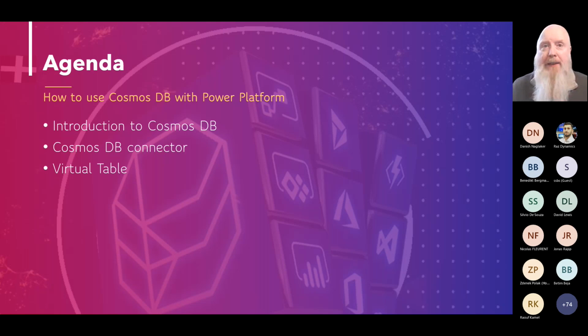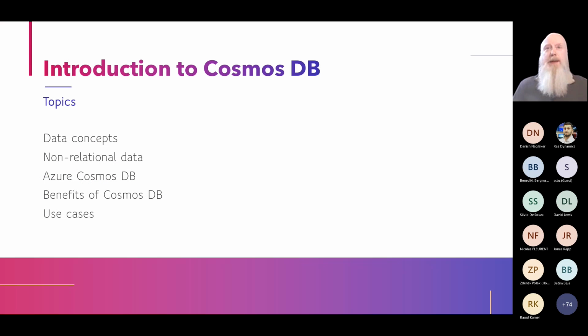So let's start with what is Cosmos DB. And before I actually go into talking about Cosmos DB itself, I'm going to talk about why we need a different database. So we'll look at the different types of data concepts, what we mean by non-relational data, and then we'll look at what Cosmos DB can do and some of its benefits and the sort of places, the scenarios where you might use it, or you might find your customers using it, or use it in your solutions.